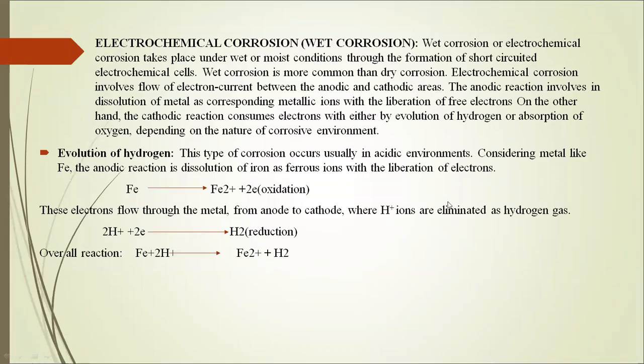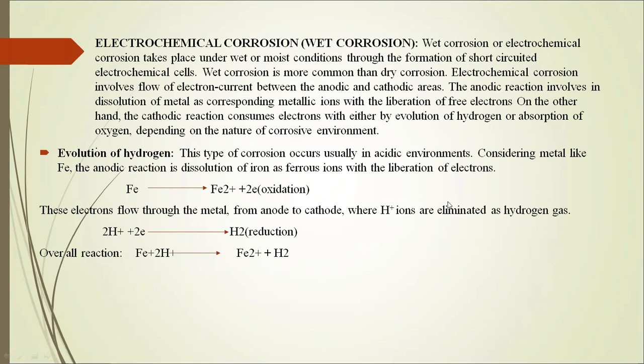The wet corrosion. Today's topic, which I would like to discuss, is wet corrosion, which is also called electrochemical corrosion. This type of corrosion usually takes place in the presence of moisture. The reasons why we call wet corrosion electrochemical corrosion are two.